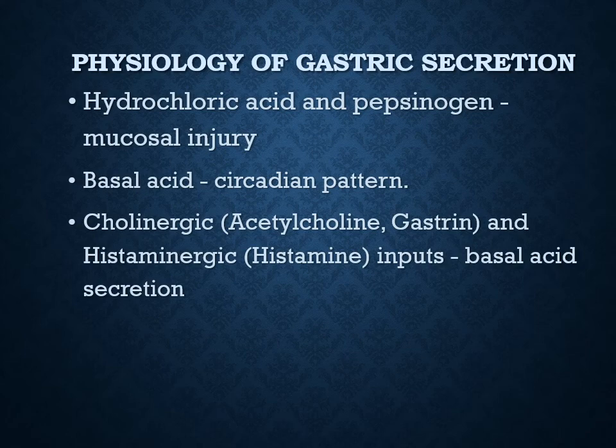Basal acid production occurs in a circadian pattern, with the highest level occurring during the night and the lowest level during the morning hours. This is the reason why patients with acid-related diseases usually wake up in the early hours due to pain. Cholinergic input via the vagus nerve and histaminergic input from local gastric sources are the principal contributors to basal acid secretion.